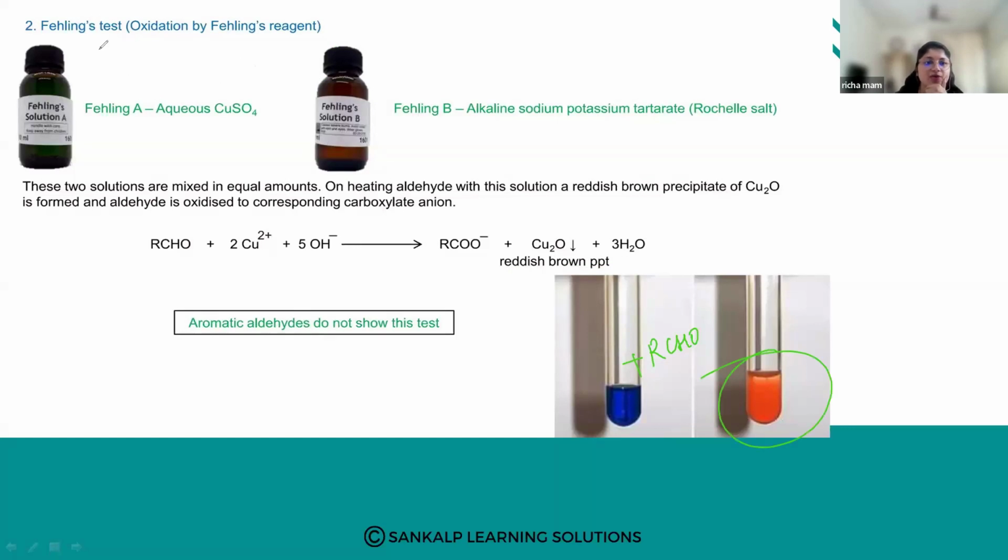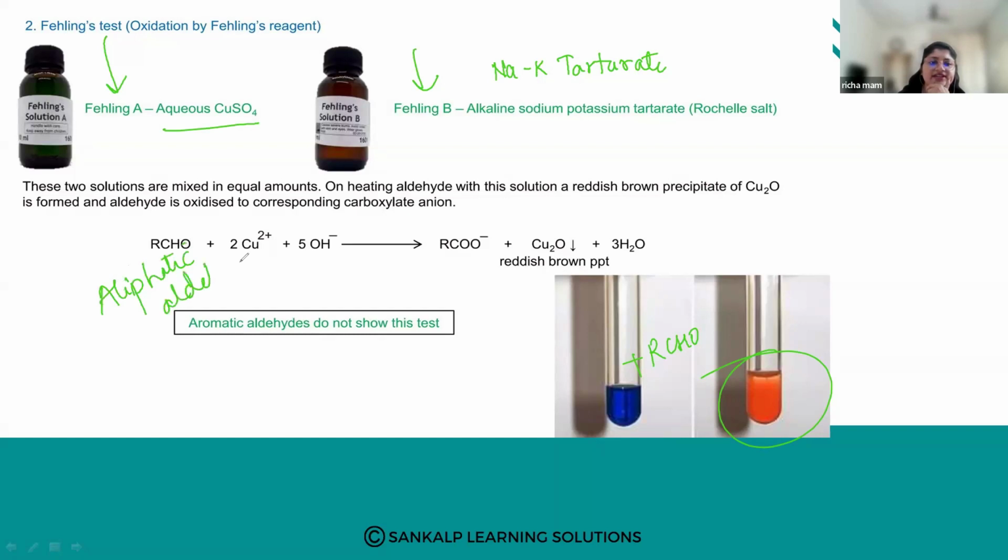So remember how Fehling's test solution is prepared: by mixing Fehling's A and Fehling's B. Fehling's A is aqueous copper sulfate solution. Fehling's B is sodium potassium tartarate, called Rochelle salt. Both the tolerance reagent and Fehling's solution are used for this distinguishing test. And only the aliphatic aldehydes will show this test.